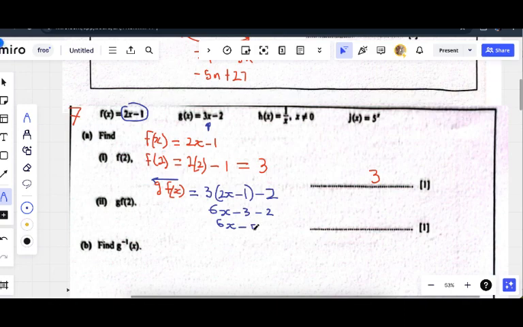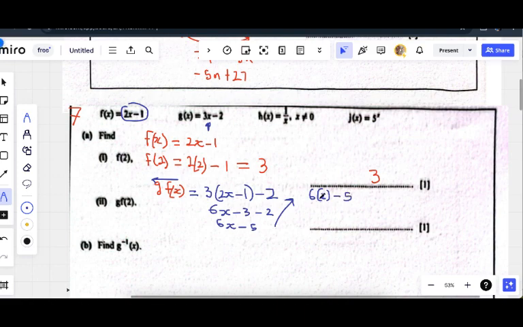But remember, they say we should find fg of 2, meaning in the end, replace the x with 2. So this will lead us to 6 times 2. In place of x, you put 2 there, it becomes 6 times 2, then minus 5.